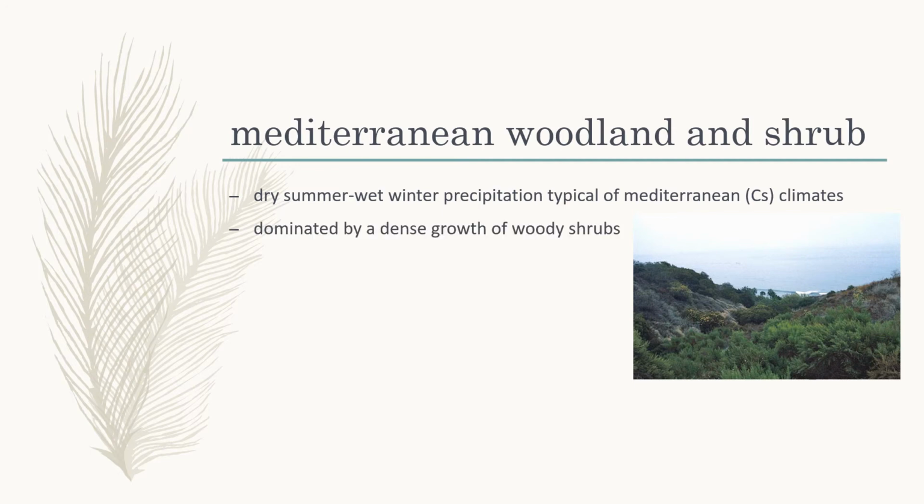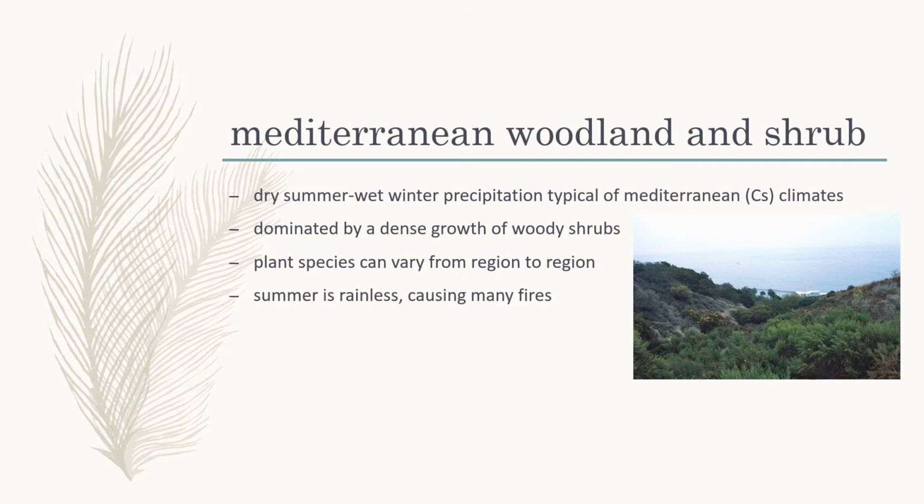Mediterranean woodland and shrub regions experience a dry summer, wet winter precipitation typical of Mediterranean climates. Like its name, it is mostly dominated by woody shrubs which grow together densely. The plant species in this biome can vary from region to region due to differing climates. The summer is mostly rainless in these regions, which causes a great deal of fires. Because of this, many of the plants have adapted to leave their seeds behind for germination after they are destroyed in these fires.